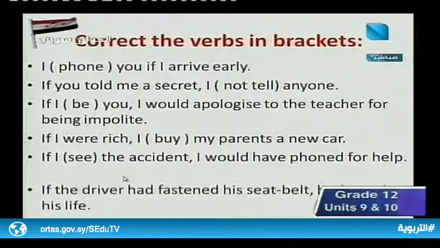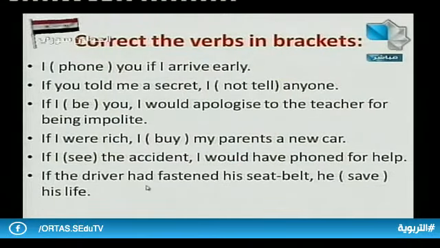Yes, exactly. If the driver had fastened his seatbelt, he would have saved his life. So he's dead now. It means the driver is dead now. So this is something we need to pay attention to. We should fasten our seatbelts. Thank you very much.